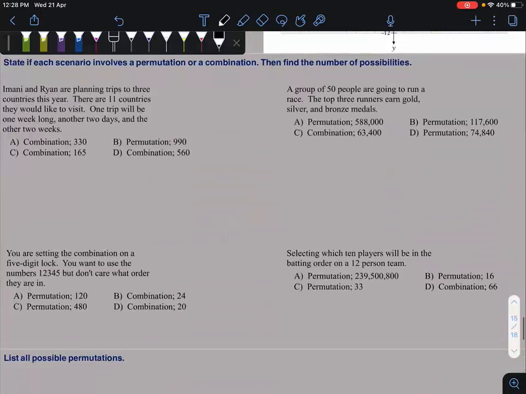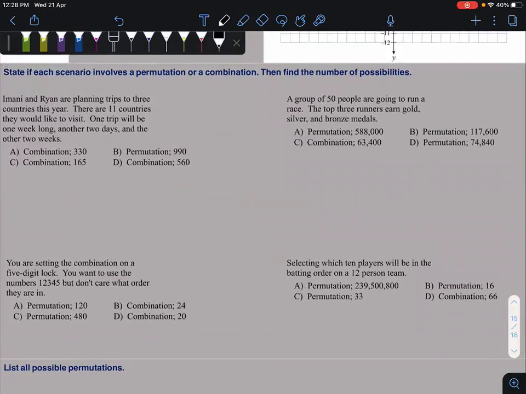Let's move on to, guys, state if each scenario here involves a permutation or a combination, and find the number of possibilities. The first one: Uni and Trine are planning trips to 3 countries this year. There are 11 countries they would like to visit. One trip would be 1 week long, another 2 days, and the other 2 weeks.